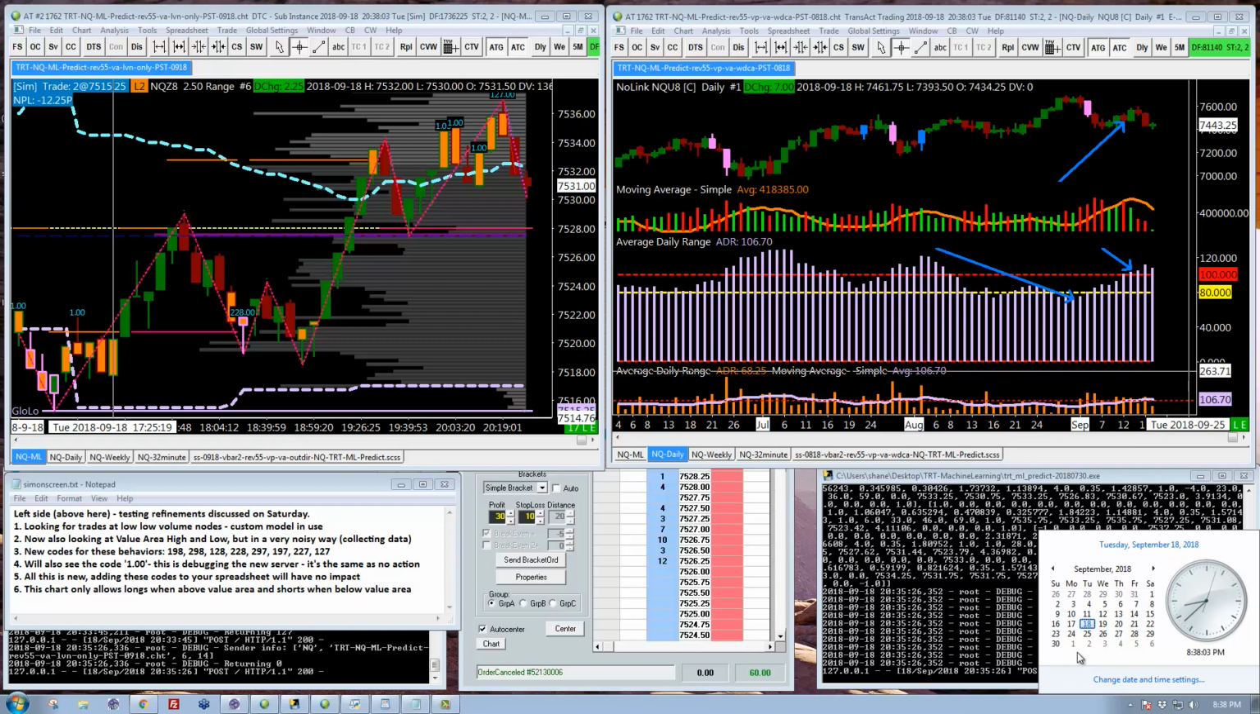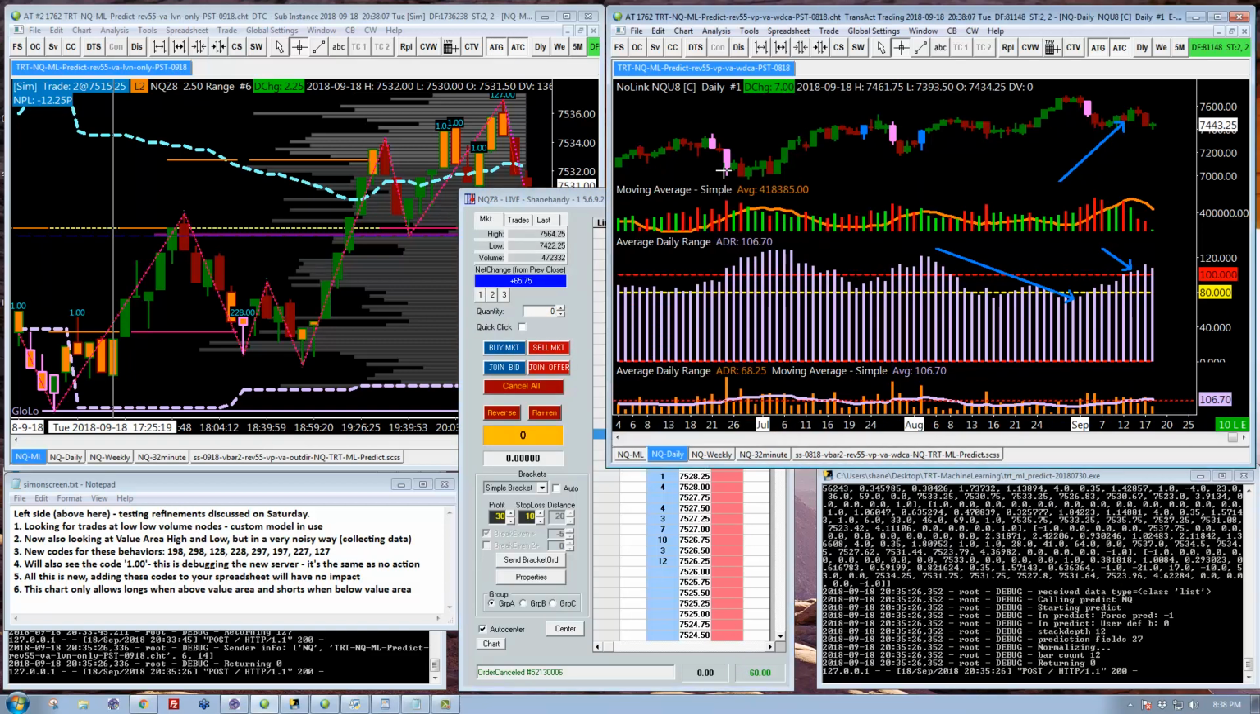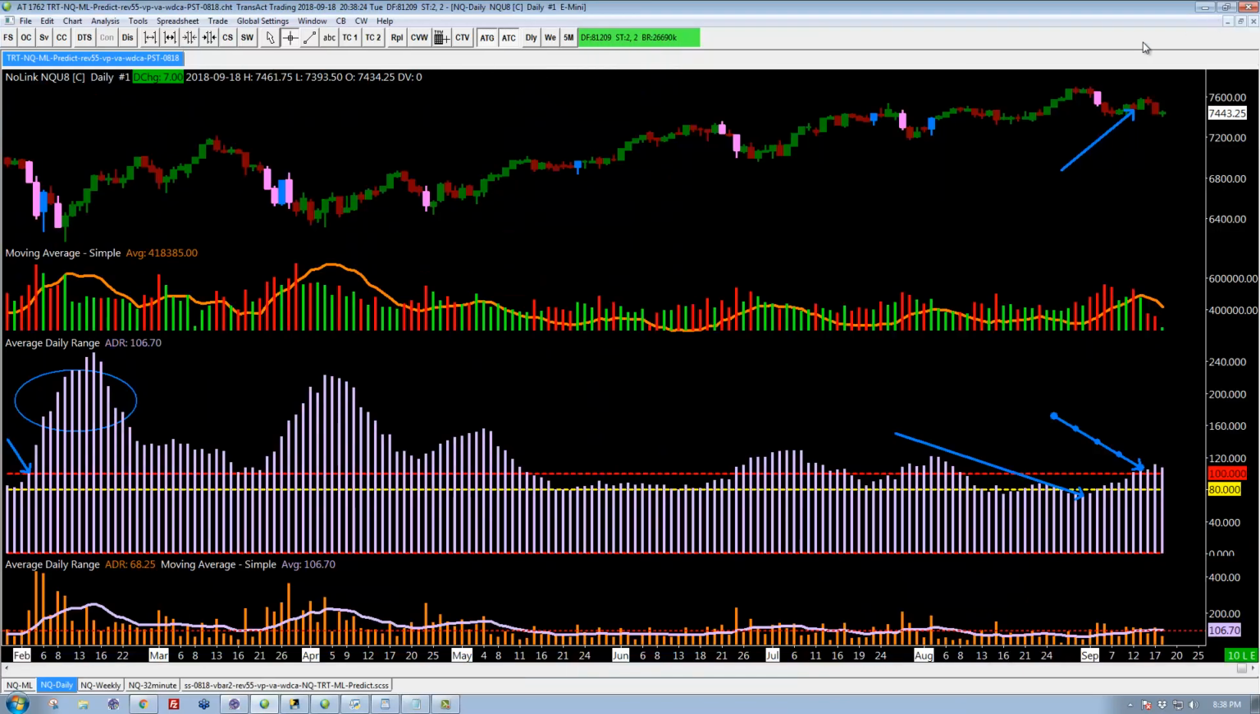It is Tuesday the 18th, plus 60 for me today, which is basically scratch. And in this environment, scratch is a win. The average daily range here is over 100 points now, so there's a lot of volatility in the market. Volatility means randomness. There's a lot more randomness in the market.